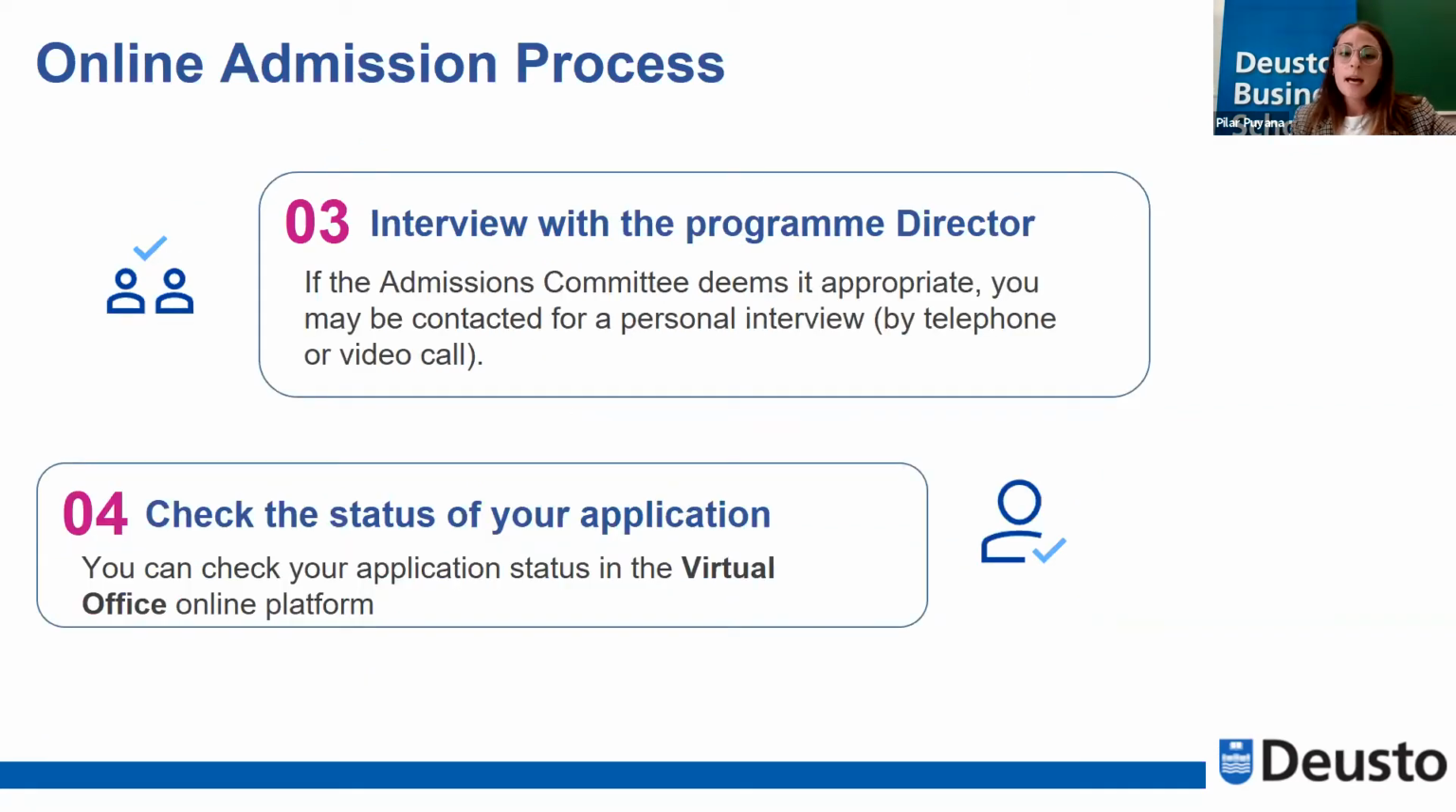Once the admissions committee has received all of the documents necessary and has reviewed them, if they deem it appropriate, you will then pass to the interview phase with the program director or directors. This interview will typically be set up by email, but then will be done via a telephone call or via a video call. So this might be a Skype or a Google Meets, depending upon the situation you set up with the program directors. Following the interview itself, you will be able to check the status of your application in real time on that virtual office online platform.